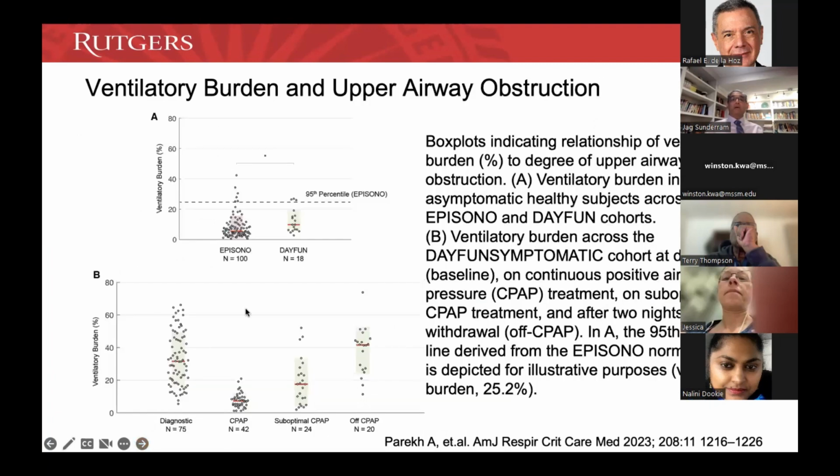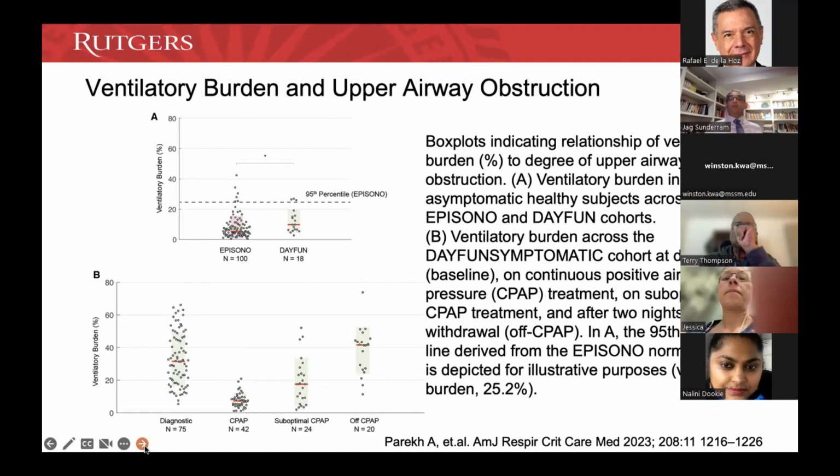They looked at a number of normal people. So in the Episonos cohort and the DAYFUN cohort, these are people who didn't have any kind of upper airway obstruction or sleep apnea. They showed that the ventilatory burden was less than 25%, the 95th percentile of the ventilatory burden was below 25%. But if you had an OSA diagnosis, then your ventilatory burden was high. When you were treated with CPAP, it dropped again. And then when you were not treated adequately or you came off CPAP, the burden increased again. So showing that the ventilatory burden was a very good marker for obstructive sleep apnea events.